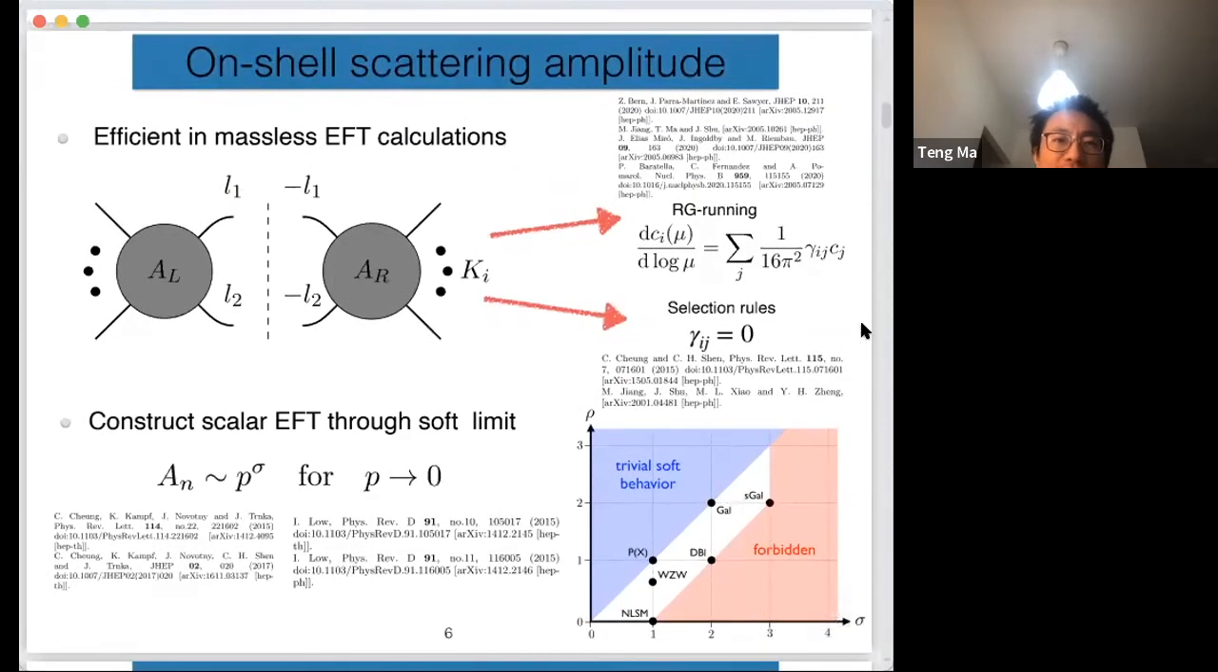We know that recently a lot of progress has been achieved in on-shell scattering amplitudes. It is very efficient in some EFT calculations and constructions. For example, based on the unitarity cut, the standard model EFT anomalous dimension running can be easily extracted just through the tree level amplitude calculation. Some operator mixing selection rules can be obtained based on the unitarity cut, which cannot be easily explained by traditional field theory. And it is also very powerful in constructing scalar EFT with some non-trivial soft limit.